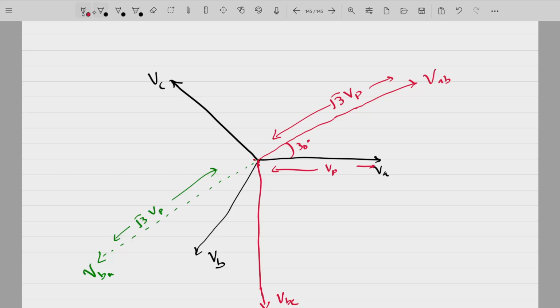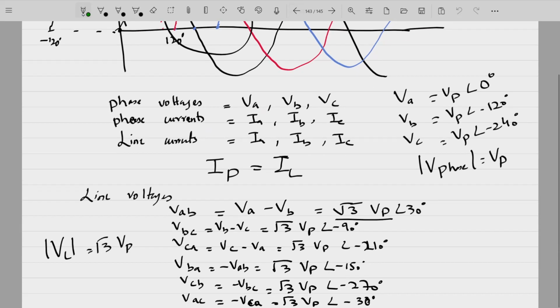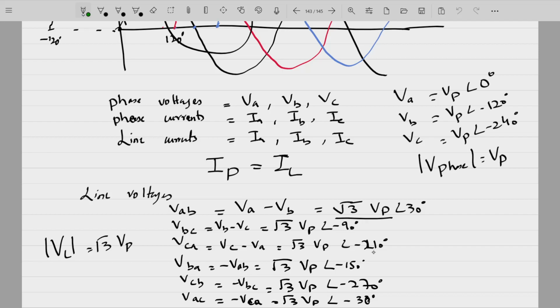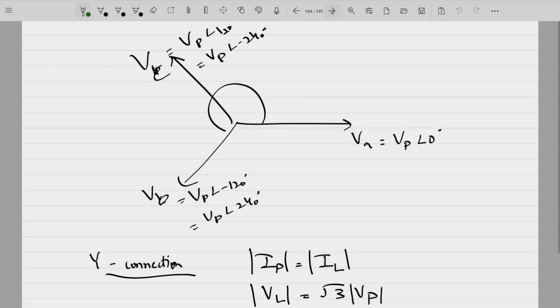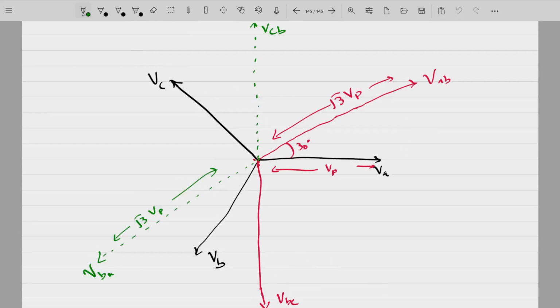VC भी आपका यहाँ से होगा. So this is VCB. This is at an angle of minus 90 degrees. And we have the third, that's VCA. It is root 3 Vp angle minus 210 degrees. VCA, it is minus 210 or you can say plus 150.